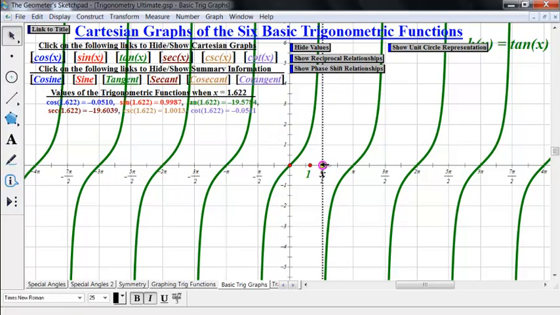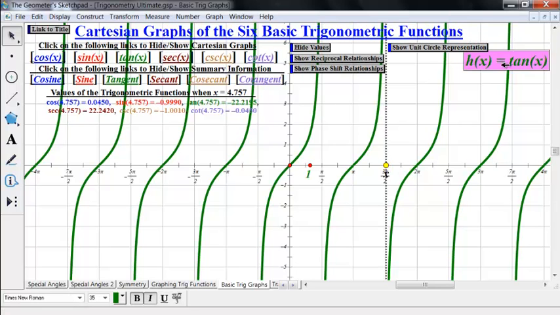Where do these breaks occur? Well, at pi over 2, we have a break. At 3 pi over 2, 5 pi over 2. And notice those are exactly the places where we would be dividing by 0.